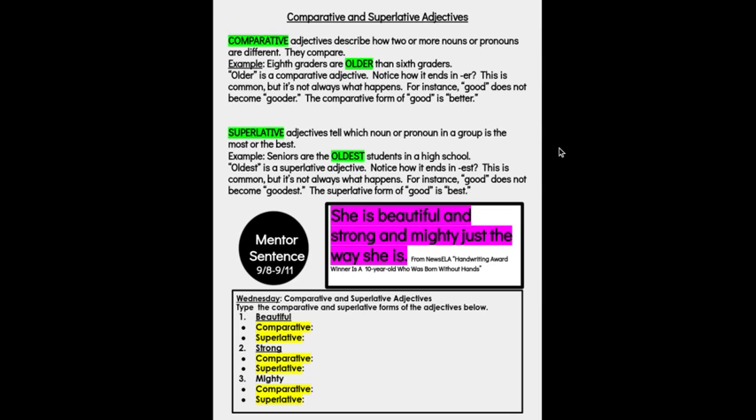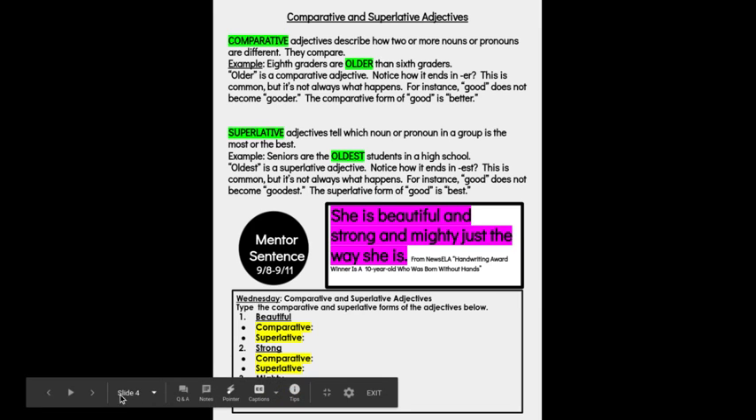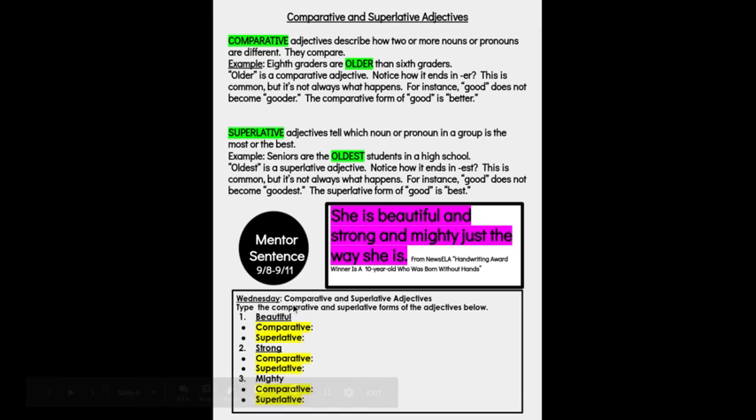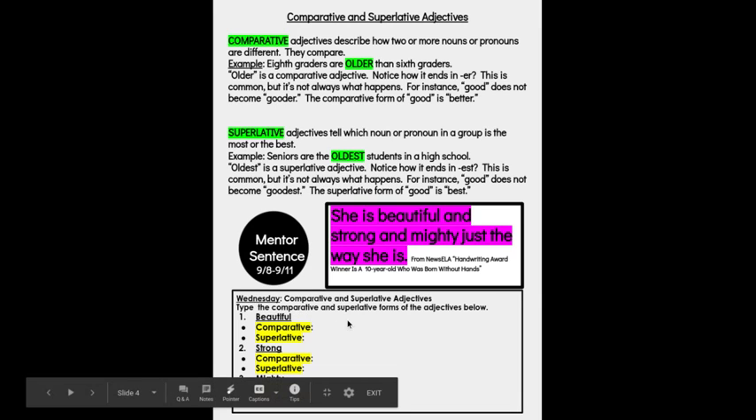This is common, but again, not always what happens. For instance, good does not become goodest. The superlative form of good is best. You might also want to go back and review the anchor charts in the previous slide to help you out to go ahead and type the comparative and superlative forms of the adjectives below.